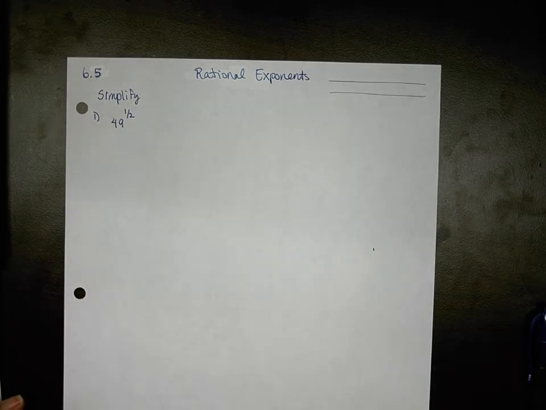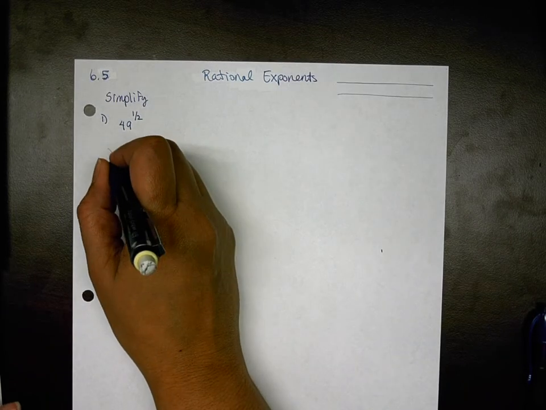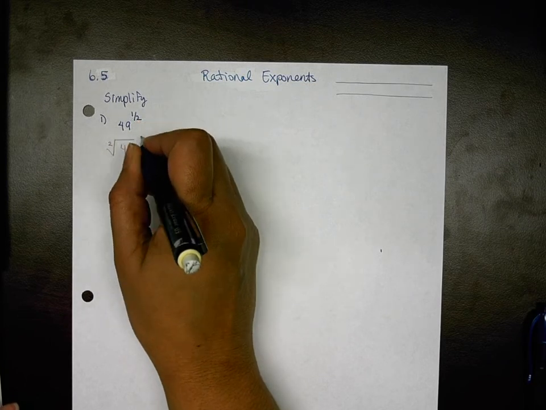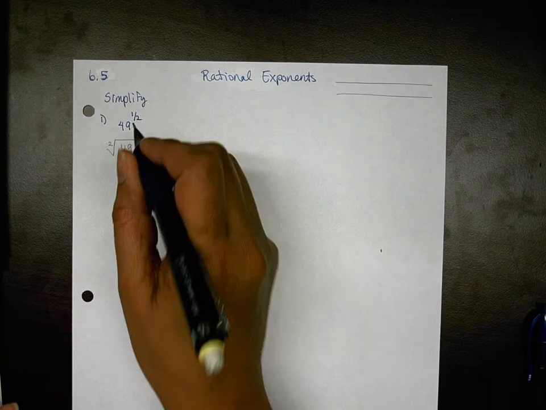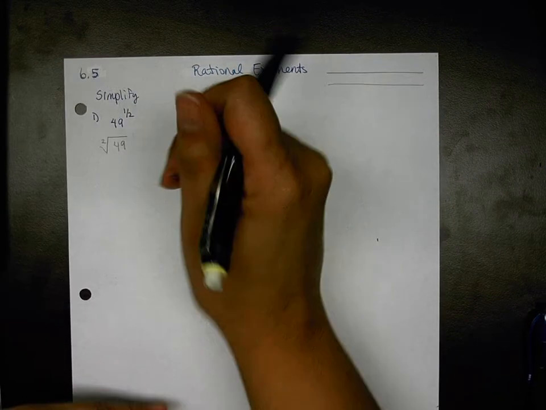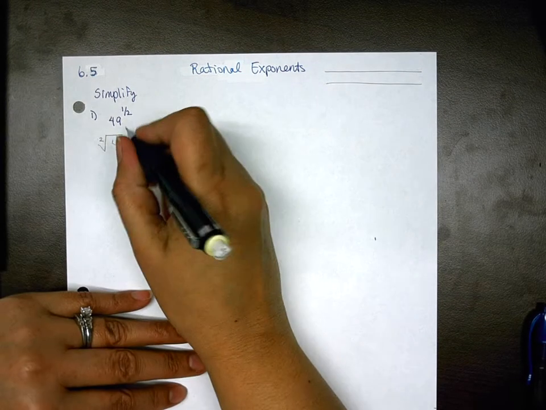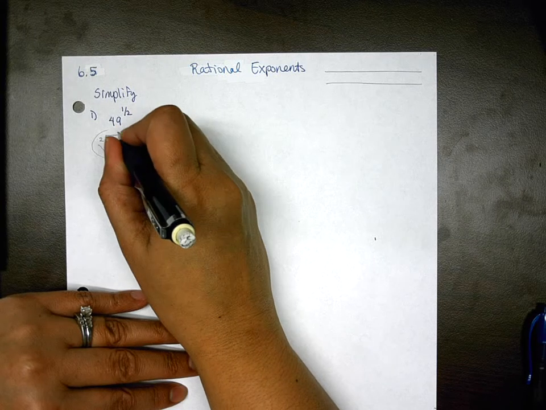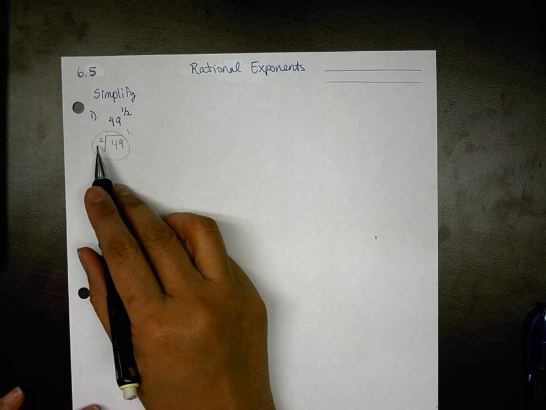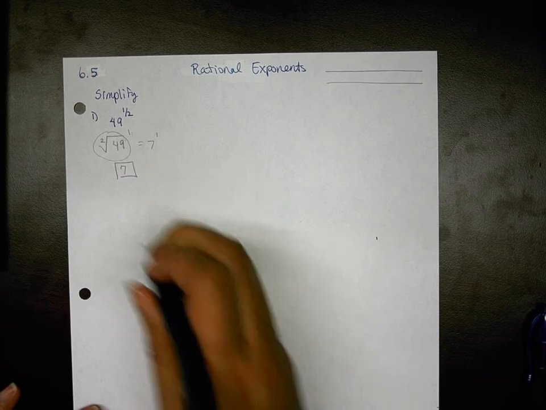49 to the 1/2. You learned back in Math 2 to write this as a radical, 49, and the denominator, the 2, goes as the index, and the exponent, the power of 1, goes as your exponent. Now, whether you write it inside or outside doesn't matter. You can write it like that. You can write it like that. I'm just going to leave it on the outside. It's easier if you do the radical first and the exponent after. The square root of 49, we usually don't write the 2, but it's okay to write it. The square root of 49 is 7, and 7 to the first power is just 7.